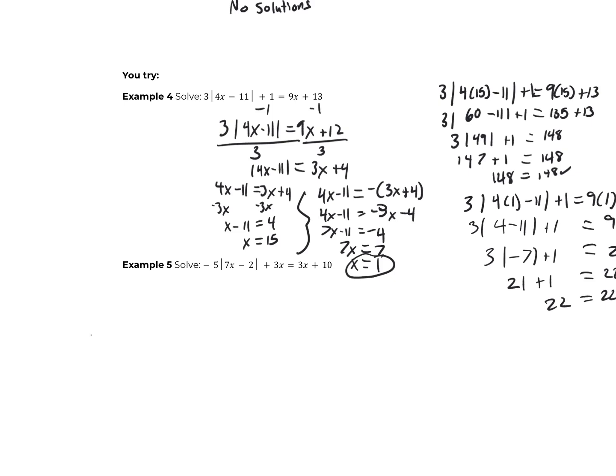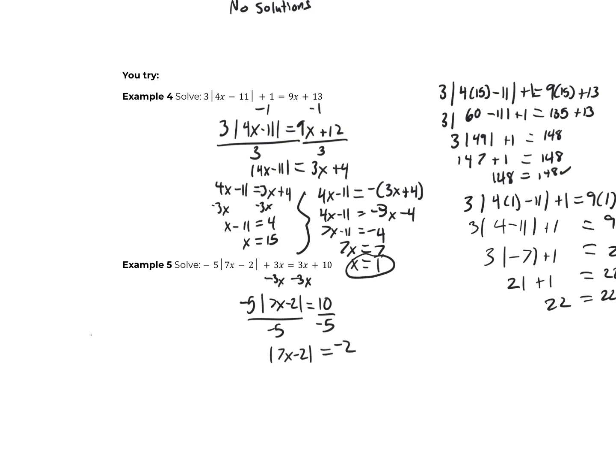All right, so example 5. We want to isolate the absolute value. First step, we're going to subtract 3x from both sides. So that cancels out that 3x on the right. So we have negative 5 times the absolute value of 7x minus 2 equals 10. Then we're going to divide both sides by negative 5. Absolute value of 7x minus 2 equals 10 divided by negative 5, which is negative 2.